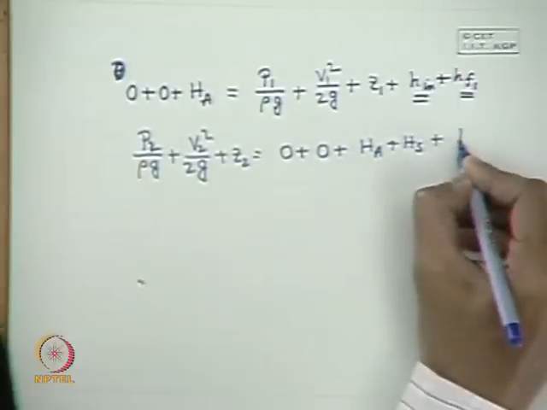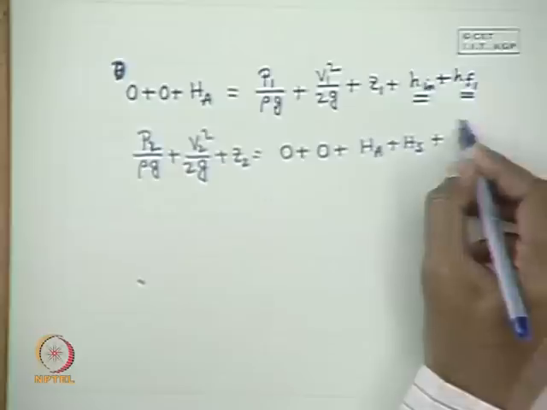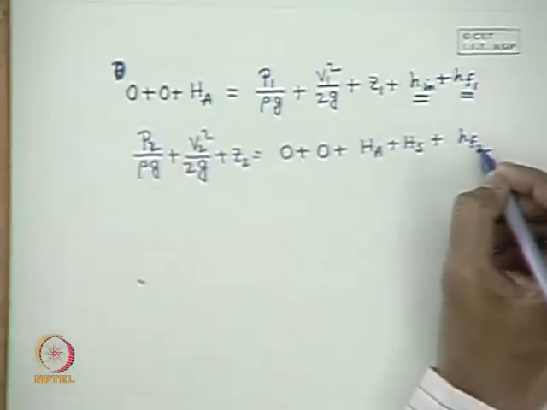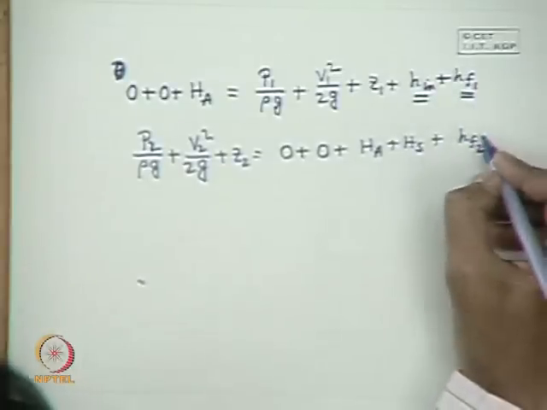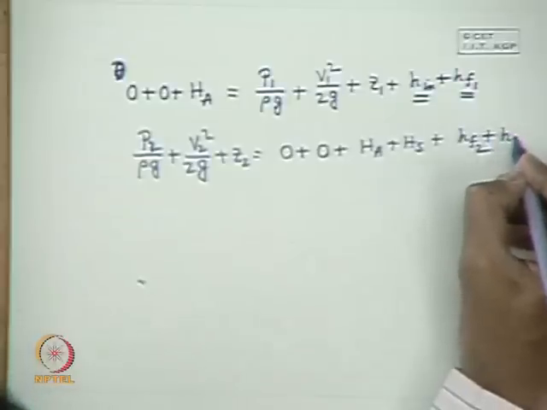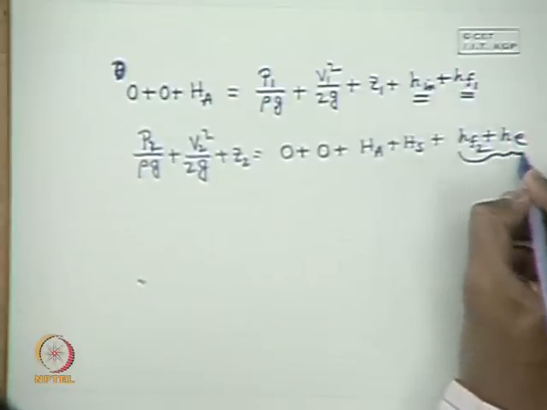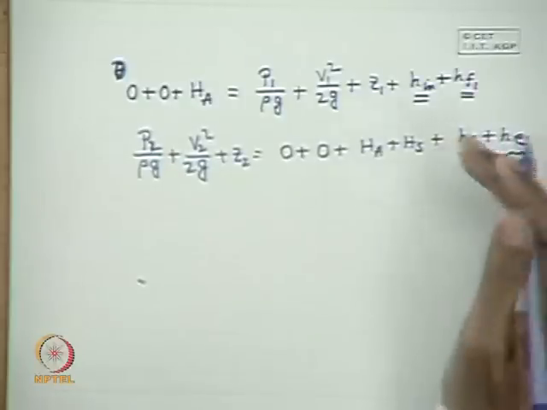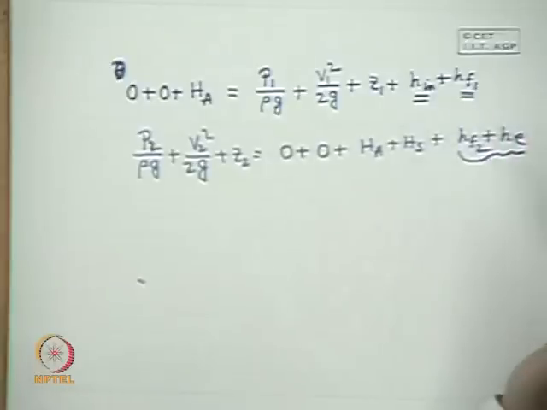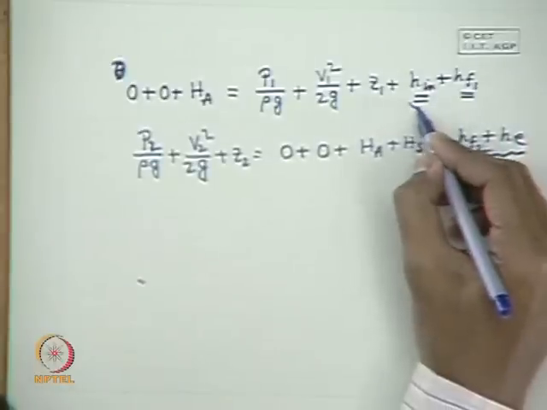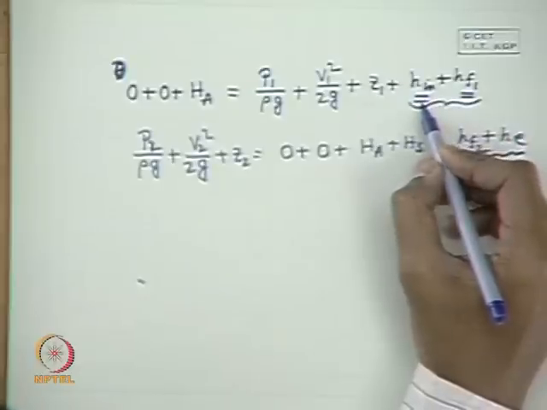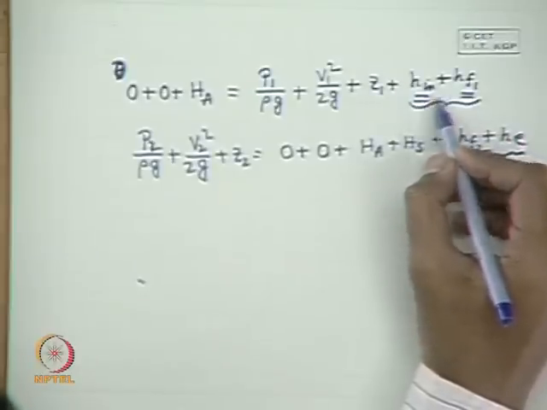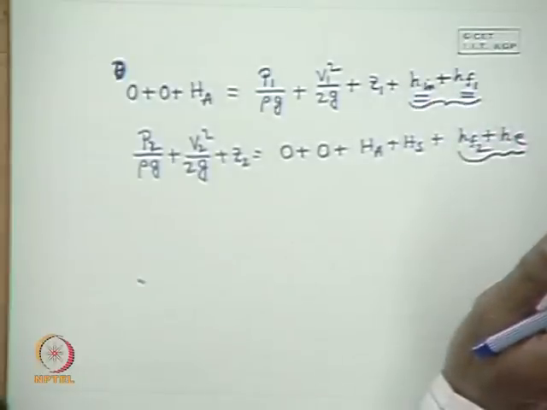plus the loss in the delivery pipe, which takes care of the frictional losses in the delivery pipe plus the losses in the pipe bends plus the exit loss. That means this is the total loss that takes place while the fluid flows from the outlet end of the pump to the upper reservoir. Similarly, this is the total loss that takes place when the fluid flows from the lower reservoir, that is the sump, to the inlet of the pump.